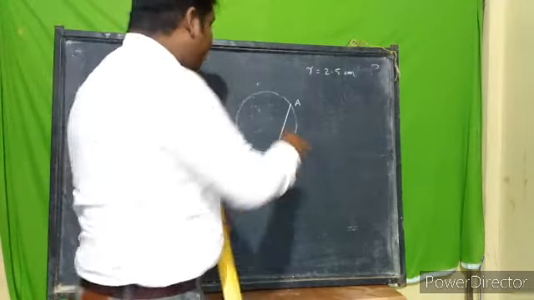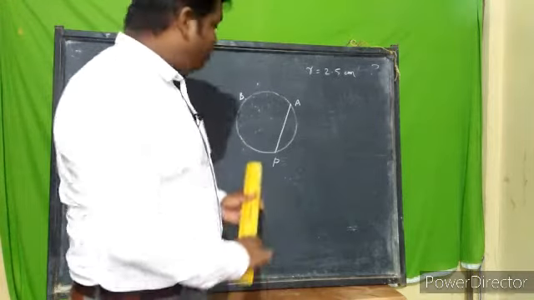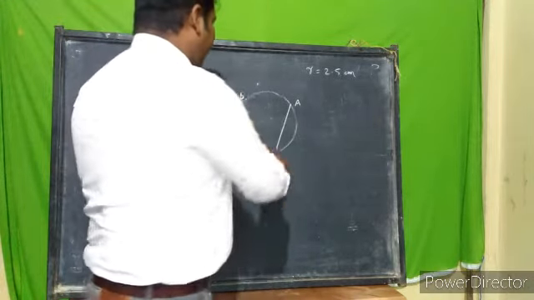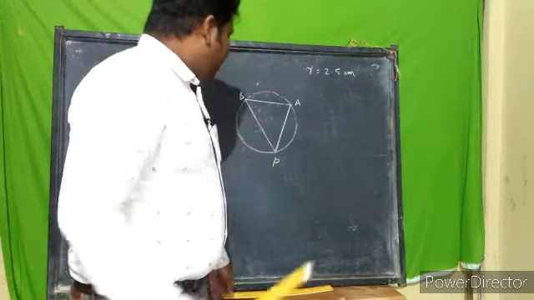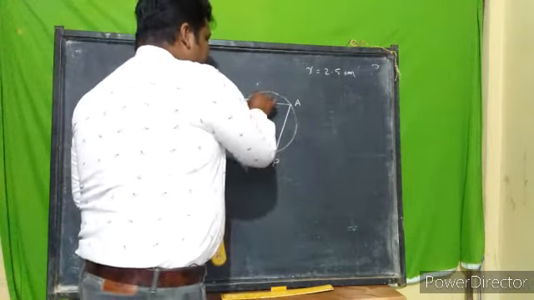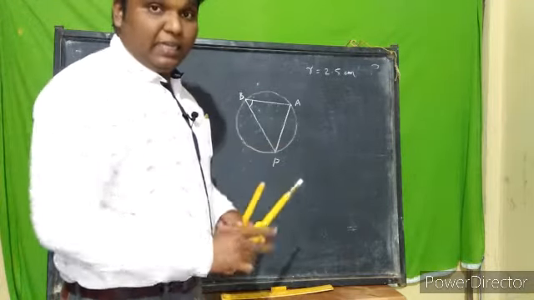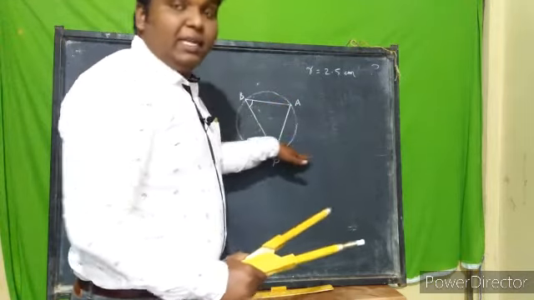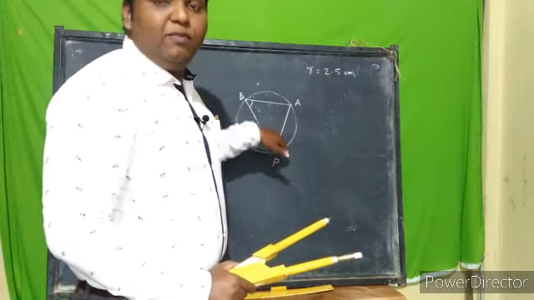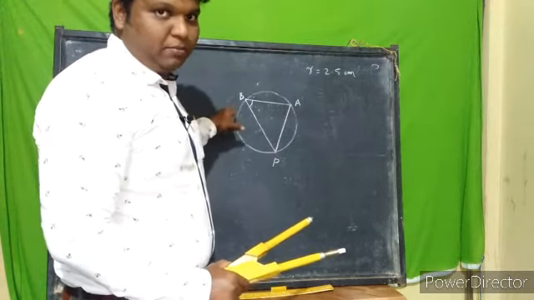take another point B, anywhere you can take. I took it here. Now join this B with P and A. In the next step, you have to copy this angle, the angle at B, to this side, because theoretically we have already studied that if a chord and a tangent make an angle, the angle will be exactly equal to the angle which is made in the alternate segment.